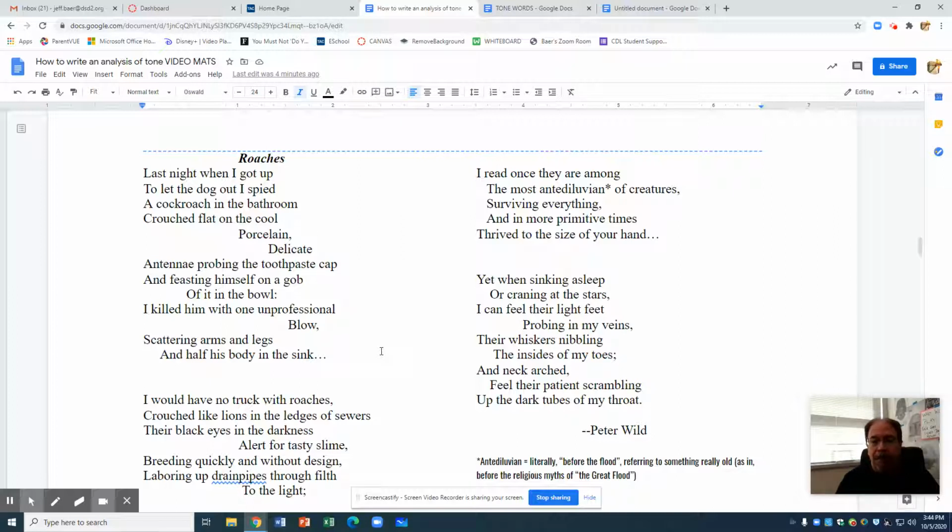I read once they are among the most antediluvian of creatures, surviving everything, and in more primitive times thrived to the size of your hand. Yet when sinking asleep or craning at the stars, I can feel their light feet probing in my veins, their whiskers nibbling the insides of my toes, and, neck arched, feel their patience scrambling up the dark tubes of my throat.